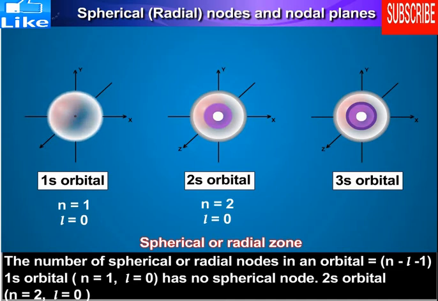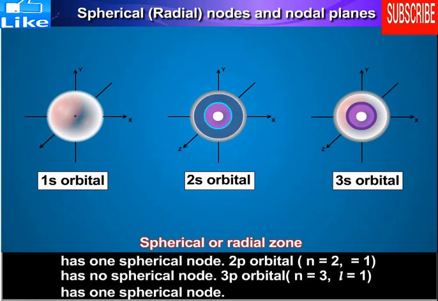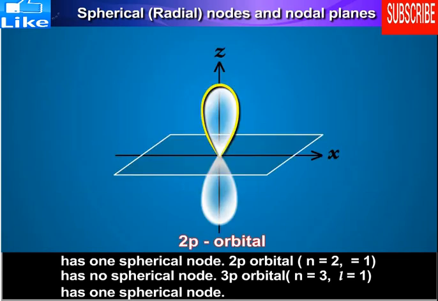1s orbital, where n is equal to 1, l is equal to 0, has no spherical node. 2s orbital, where n is equal to 2, l is equal to 0, has 1 spherical node. 2p orbital, where n is equal to 2, l is equal to 1, has no spherical node. 3p orbital, where n is equal to 3, l is equal to 1, has 1 spherical node.